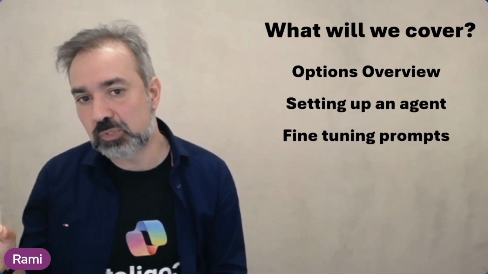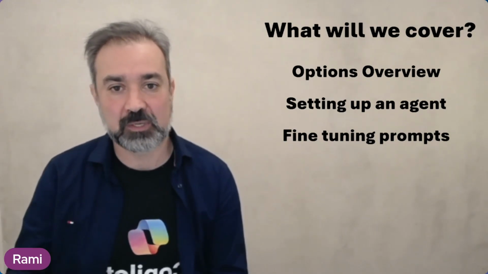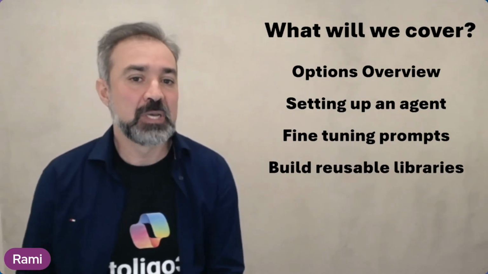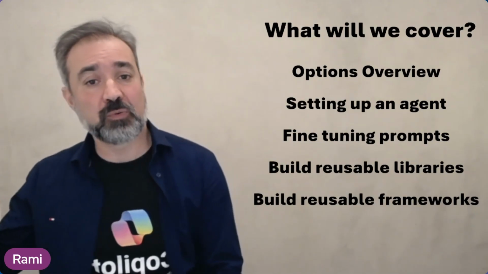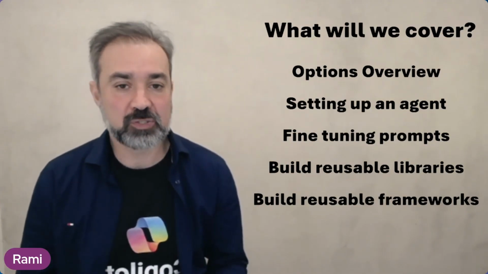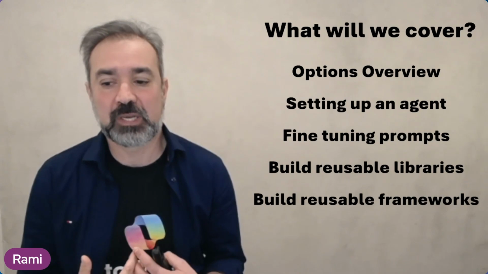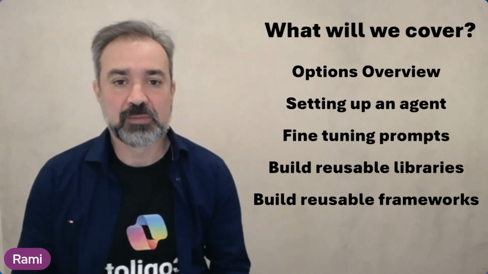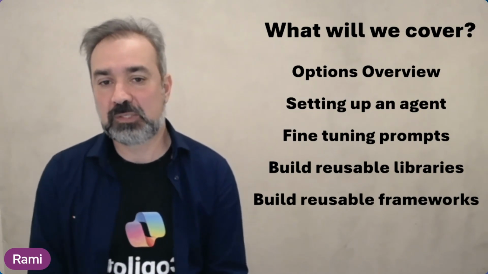So what are we going to cover in the workshop? First of all, I'm going to go through the options that I just talked about, a little bit more in depth, a helicopter view, just to give you a flavor of all the different capabilities that you get out of the box. And then we're going to start looking at setting up specific agents, fine-tuning those prompts so that you can get exactly what you want in a deterministic way, build reusable libraries, build reusable frameworks, be it front-end or back-end. And I'll show you the art of filling that gap. As I said, if there's a gap that AI cannot provide, then we'll be able to provide you with some of those capabilities on how to do that.